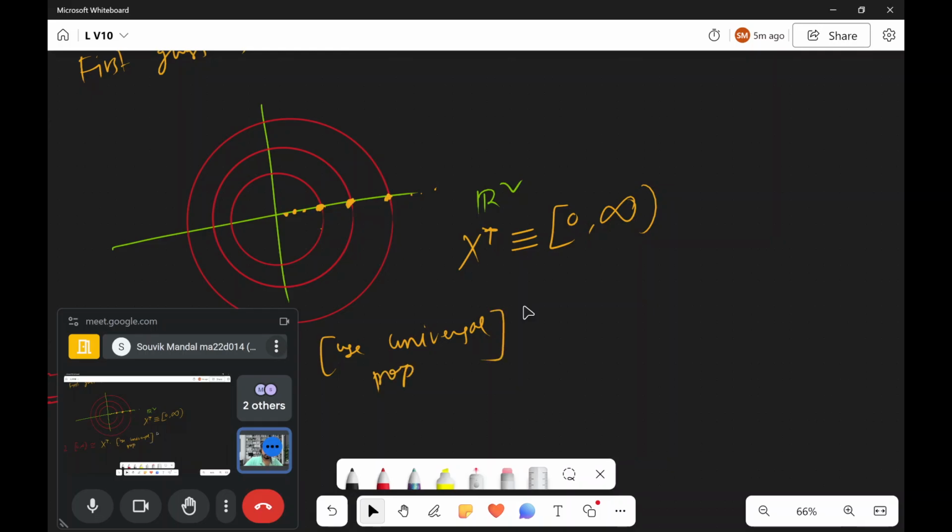Okay, please think about it and let me know how you can show that this is homeomorphic. So of course you need to find a universal property, but for the universal property we need to construct some function f from X, from some suitable spaces, and figure it out.